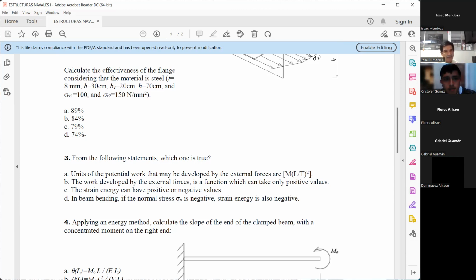Mr. Hidrobo, what's wrong with option C? The strain energy can only be positive? Yes, yes. Strain energy is just positive. I mean, you have a beam and you deform it upward, so it stores energy. If it deforms downward, it stores energy. That's something that we insisted on in class. Strain energy has to be positive all the time.